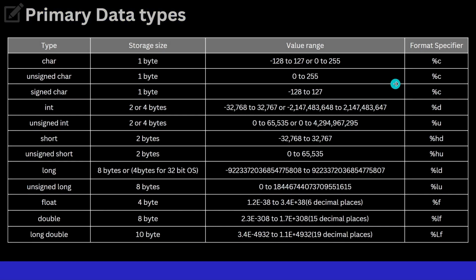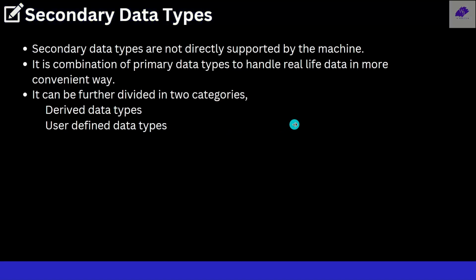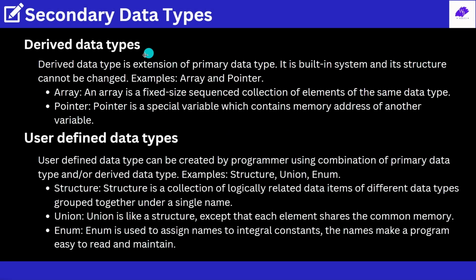So let's discuss the secondary data types. As we have seen, secondary data types are not directly supported by the machines. It is a combination of primary data types to handle real life situations or data in a more convenient way. It is divided into two categories: derived data types and user-defined data types. So first, derived data types. Derived data types are an extension of a primary data type.